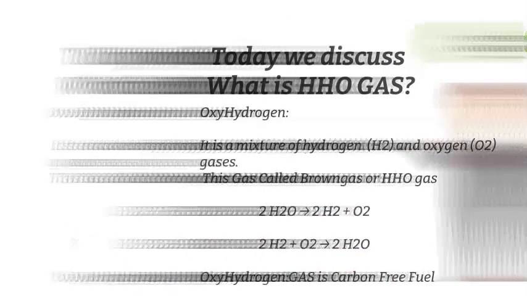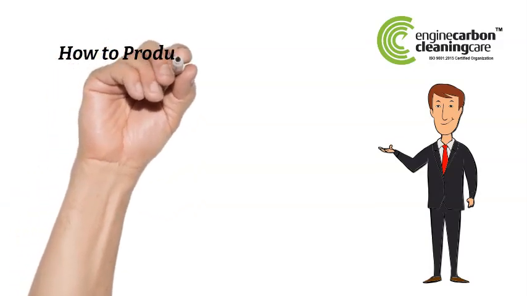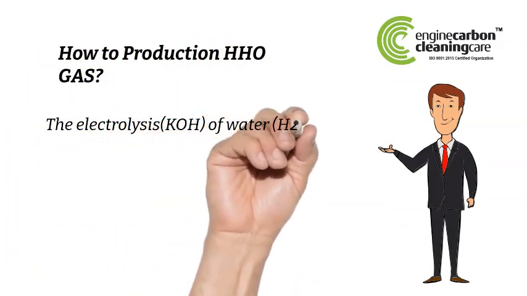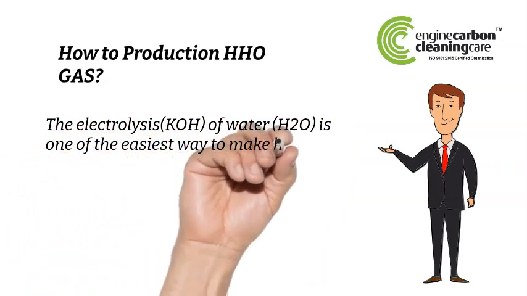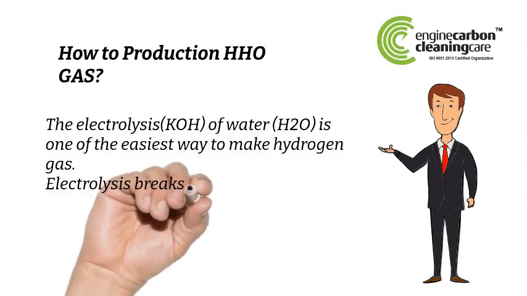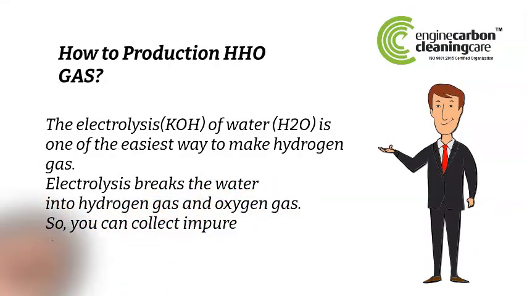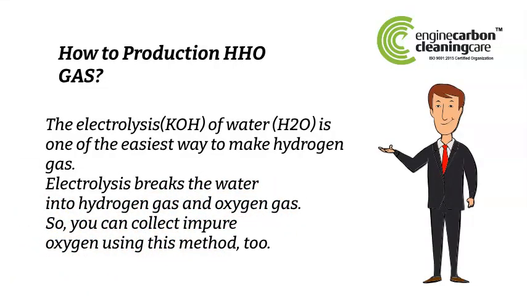How is HHO gas produced? The electrolysis, 2H2O, of water, H2O, is one of the easiest ways to make hydrogen gas. Electrolysis breaks the water into hydrogen gas and oxygen gas. So, you can collect impure oxygen using this method, too.